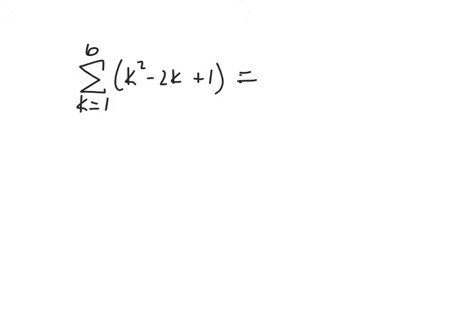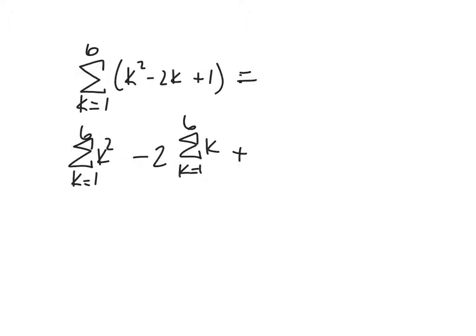So I'm going to use the sum and difference rule along with the constant multiple rule to break this up into 3 sigmas. The first one is k equals 1 to 6 of k squared. And we just showed you a formula that we'll use to evaluate that particular sum. The next one is minus 2 times the sum of k equals 1 to 6 of just k. And I derived that particular formula for you. And the last one is the constant 1.